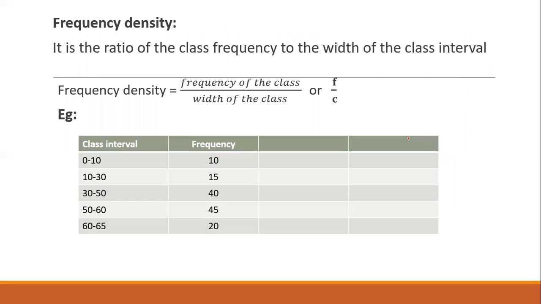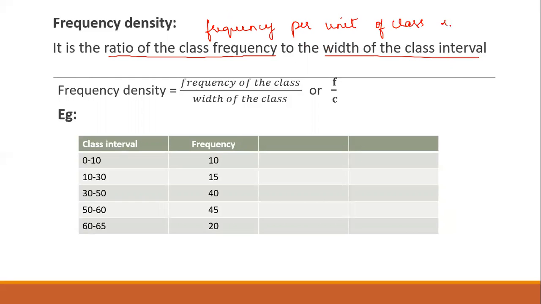Okay, next one is frequency density. So what is frequency density? It is nothing but a ratio of the class frequency to the width of the class interval. It is nothing but the frequency per unit of the class. Okay, in short, if I have to say, it is the frequency per unit of the class interval.